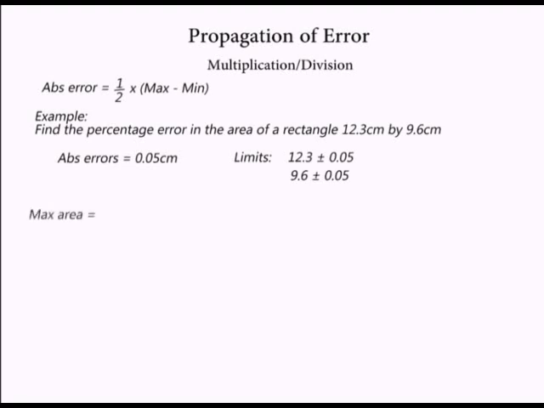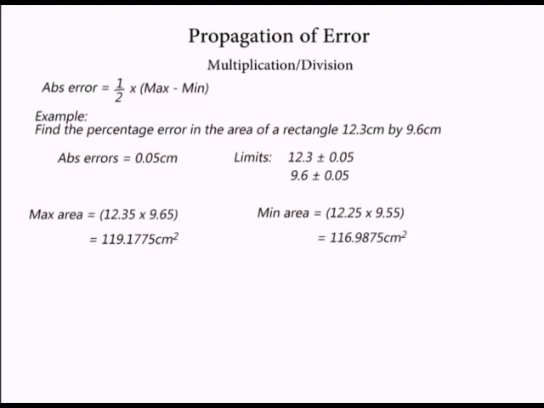Maximum area, we multiply the upper limits. 12.35 times 9.65. That will give us 119.1775. Minimum possible area is equal to, we multiply the lower limits. 12.25 times 9.55 gives us 116.9875.